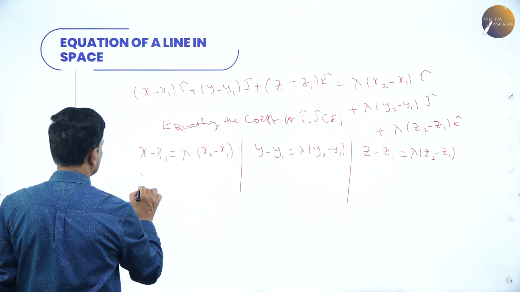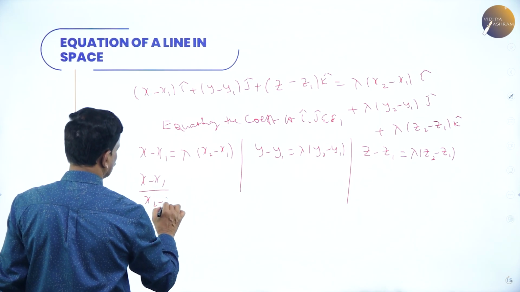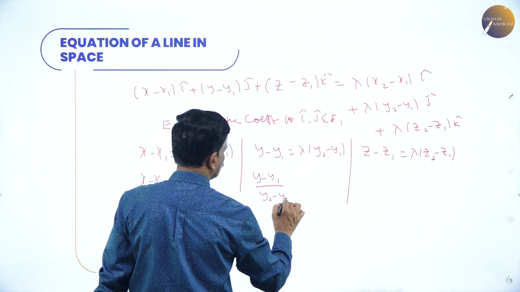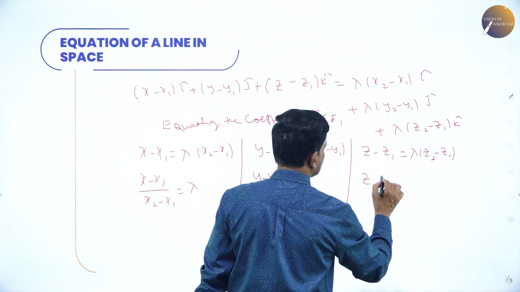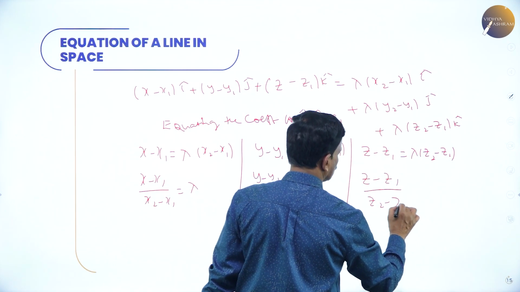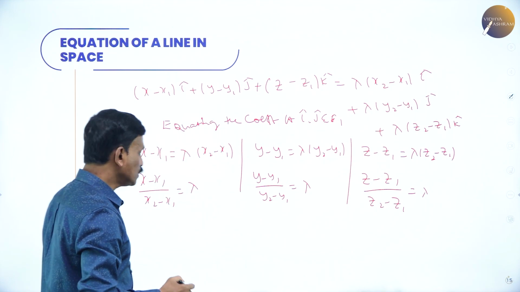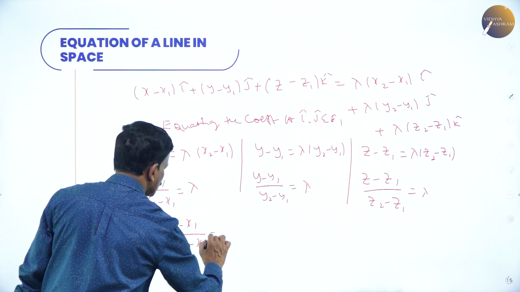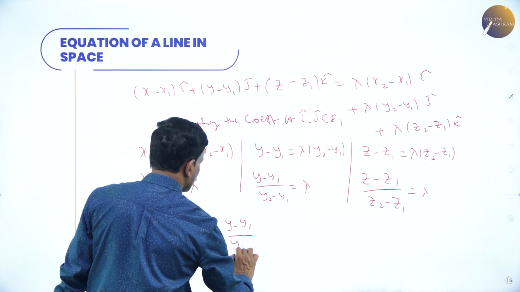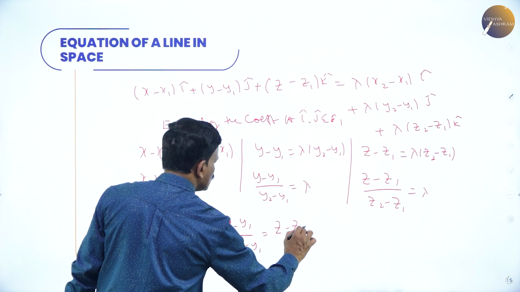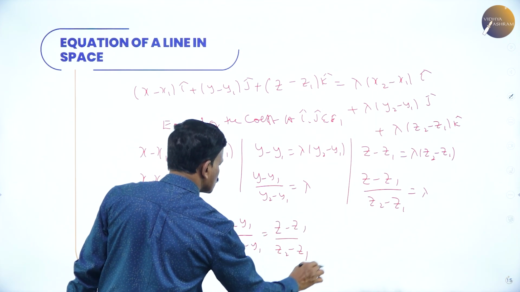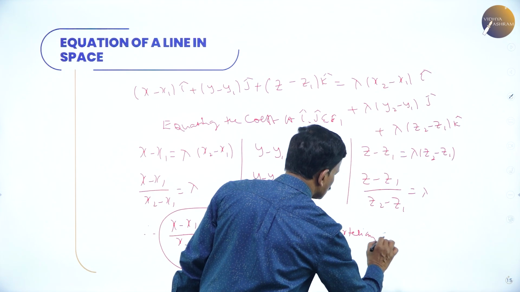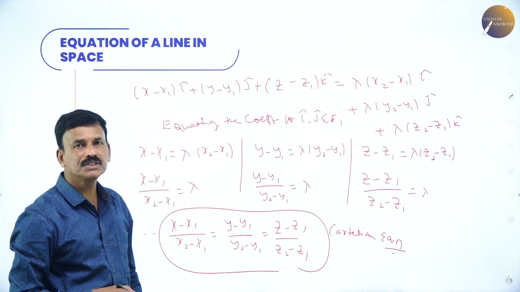Now, bring this to the denominator. So, what happens? x minus x1 by x2 minus x1 is equal to lambda, y minus y1 divided by y2 minus y1 is also equal to lambda, z minus z1 by z2 minus z1 is also equal to lambda. Now, put it in a form. Therefore, the required equation is x minus x1 by x2 minus x1 is equal to y minus y1 by y2 minus y1 is equal to z minus z1 by z2 minus z1. This is the Cartesian equation of the line.